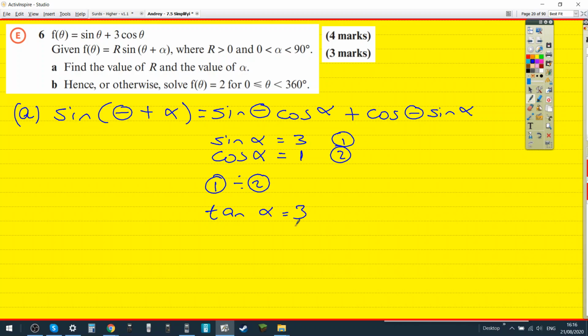And so now I need to do arctan of 3. Mm-hmm. I got 1.6. Degrees? Yes. 1.6 degrees? Oh, no, 71.6 degrees. Oh, sorry, I thought you said 1.6 degrees. Okay, what's next?